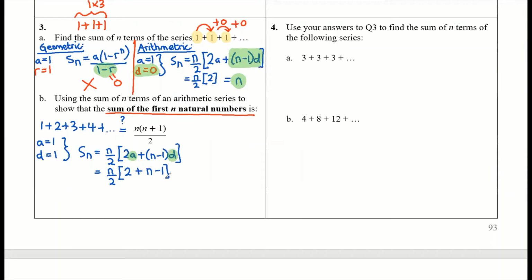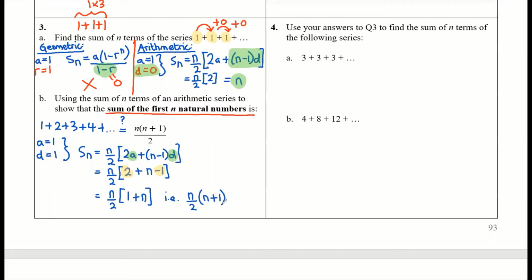Now, we can collect like terms inside the bracket here. Okay, we've just got 2 subtract 1 there. So that's going to give us our final answer. So it just pops out really nicely. So we get n over 2 multiplied by 1 plus n. And it's just written in a slightly different way. So i.e. n over 2 multiplied by n plus 1. Okay, so that's the sum of the first n natural numbers.